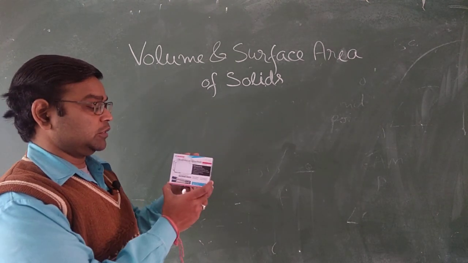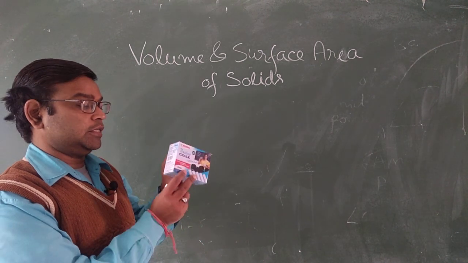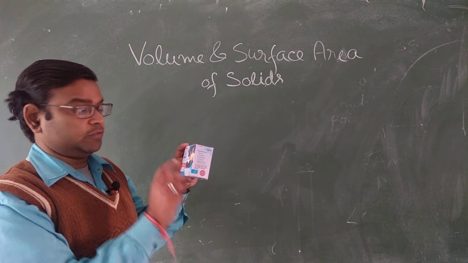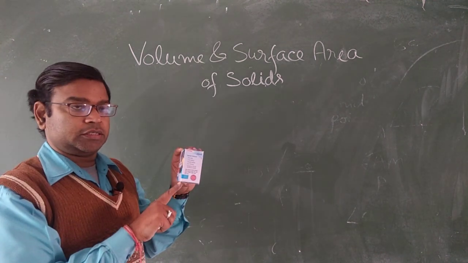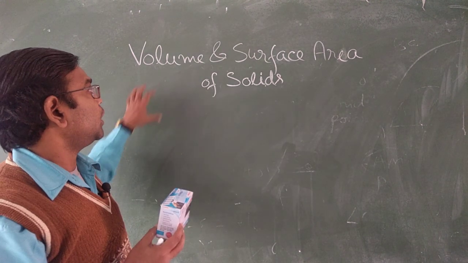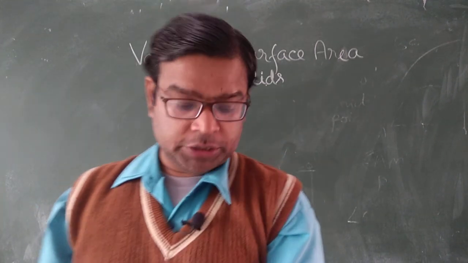Surface area means the total area of all the surfaces. In this case, this is a solid having 6 surfaces: 1, 2, 3, backside 4, 5 and 6. So we are going to discuss how we find out the volume as well as surface area of some given solids.